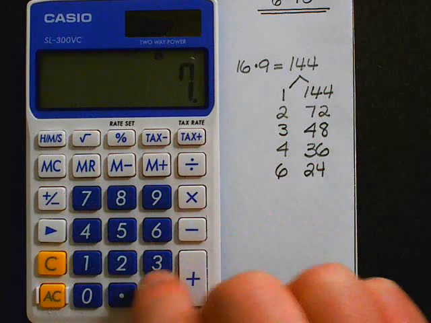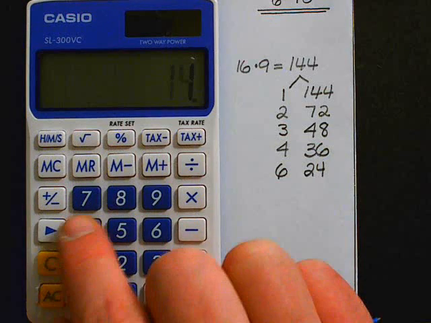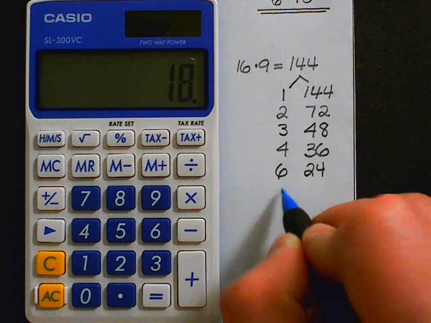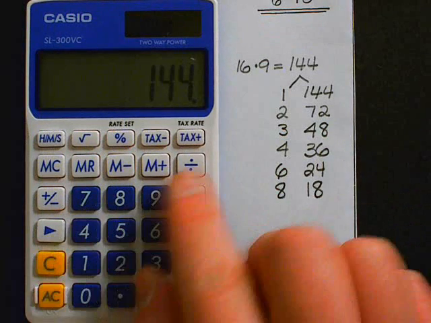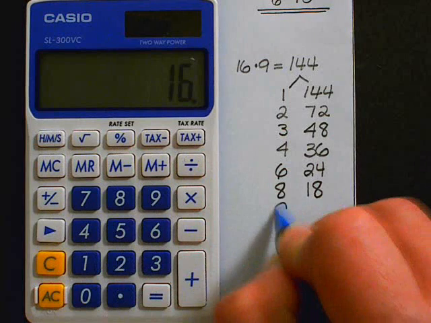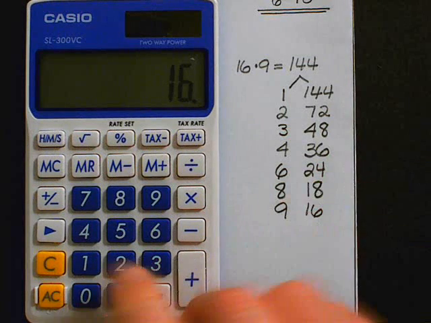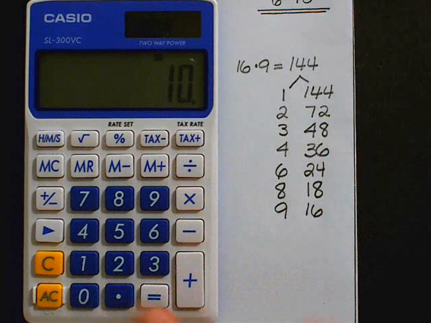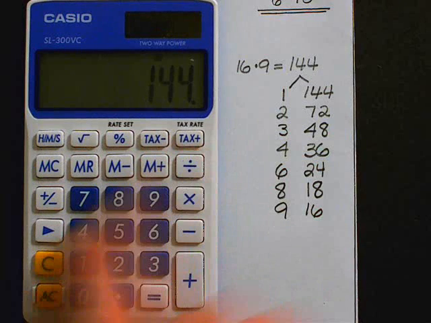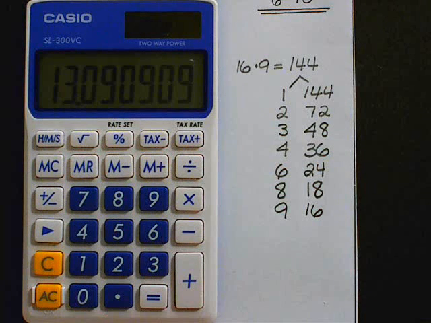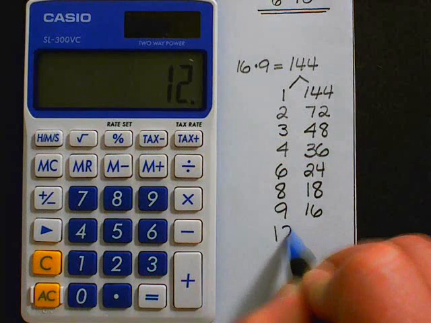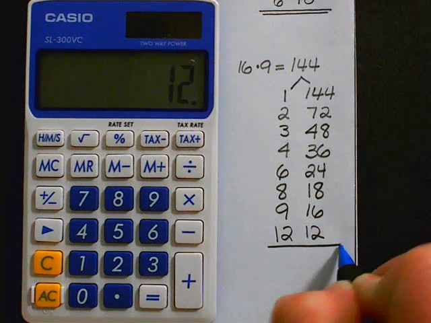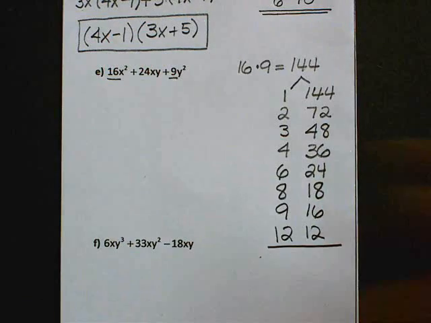Divided by 7 does not work. 144 divided by 8 will be 18. 144 divided by 9 will be 16. 144 divided by 10 doesn't work. 144 divided by 11 does not work. 144 divided by 12, I get 12. So now we see that the numbers start to repeat, so I know I'm finished.